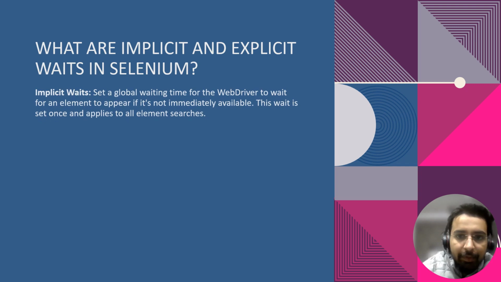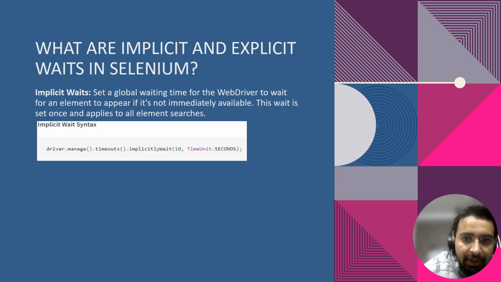The main function of implicit wait is to tell the WebDriver to wait for some time before throwing a no such element exception. Implicit waits are set for the entire session of the WebDriver. However, they can potentially lead to longer test execution times, especially if elements are not present.